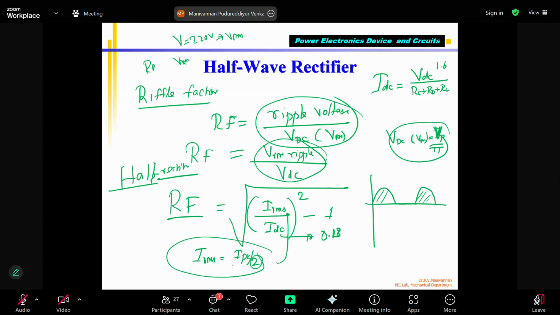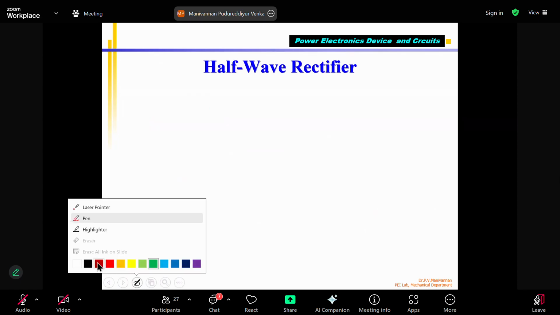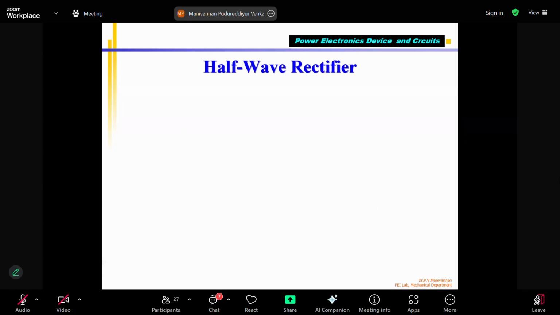So IRMS, you can substitute this value here, and IDC you calculate, VDC you know, you can calculate IDC using this. VDC formula already we have. From that, substitute RS, RD values are given, you can compute this one. So you can expect simple problems in some exams. And before that, another two more factors I want to talk about in the half wave rectifier. After that, we go to full wave rectifier.